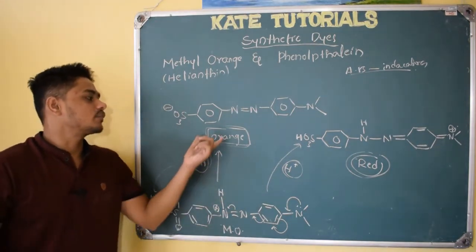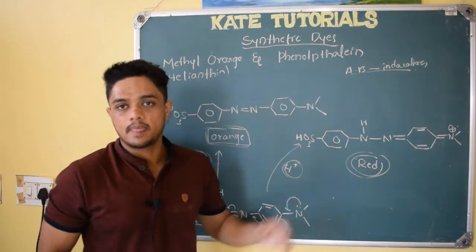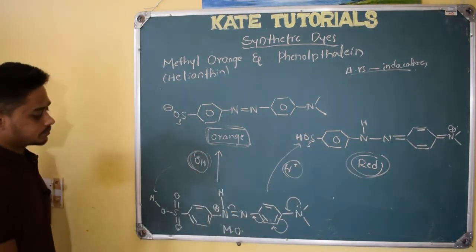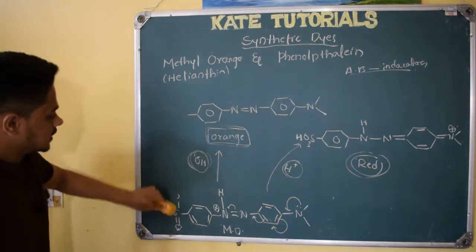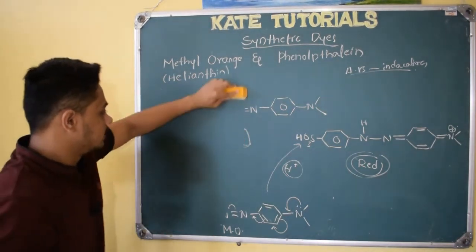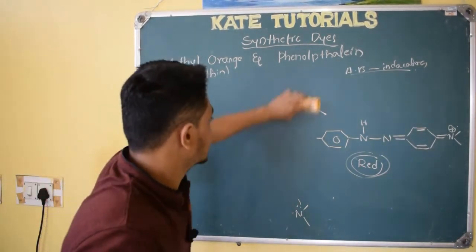In basic media it will be orange, in acidic media it will be red. So this is about methyl orange. It is also called helianthin, right? So this is the structure you need to remember. I hope I made it clear to you.